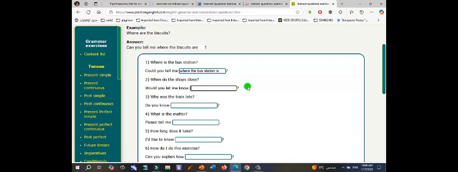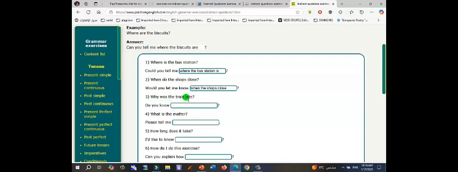Would you let me know, or would you tell me, or would you mind telling me? All are correct. When? We have do. What will happen if we see do or does or did? I delete do or does or did. But with do, we can't change anything in the verb. So it will be when the shops close. Right, that's right. Let's move to number 3.